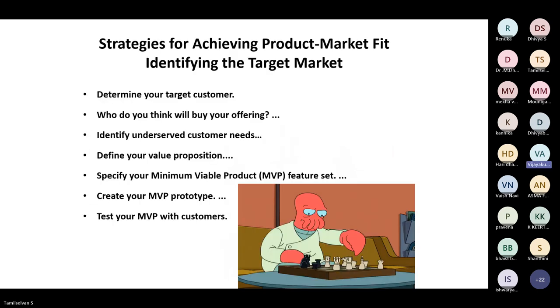So the different strategies for achieving product market fit: identifying the target market. We have discussed a lot on this. Again, I'm going to bore you on this topic. What is segmenting a market, and what is targeting? What is the difference between segmenting and targeting a market? Can anybody tell me? What is segmenting and what is targeting?